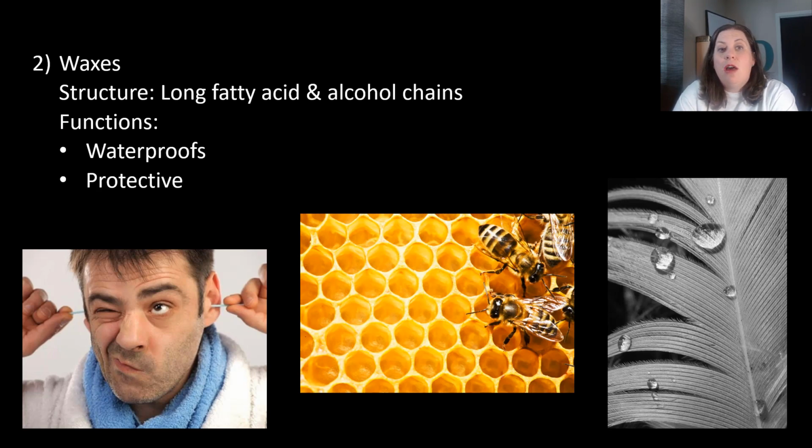The next type of fat I want to talk to you about are waxes. Waxes are going to have long fatty acid chains, but they're also going to have some of those alcohol chains or functional groups that are present. Now, the function of waxes is to help waterproof areas. Plants and animals will use this to waterproof certain structures. This is going to help with it being protective in that sense.